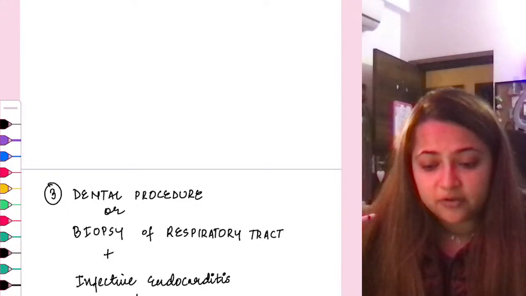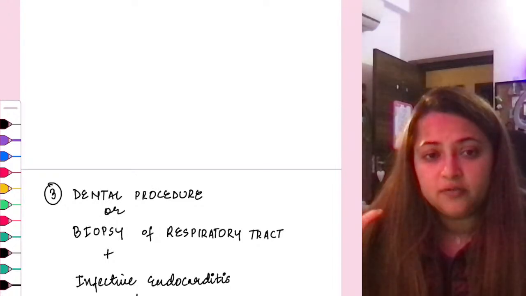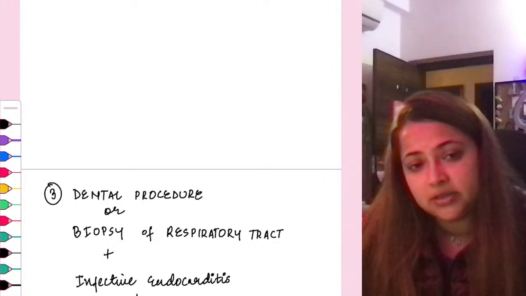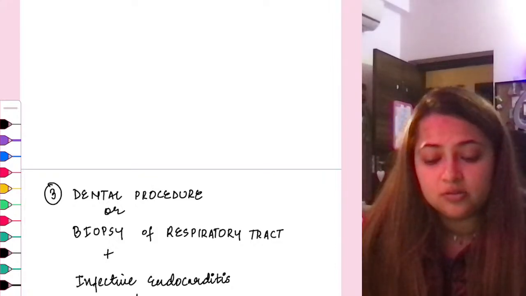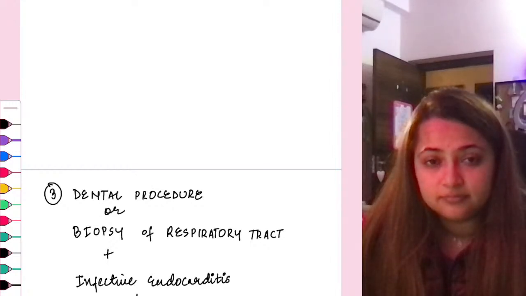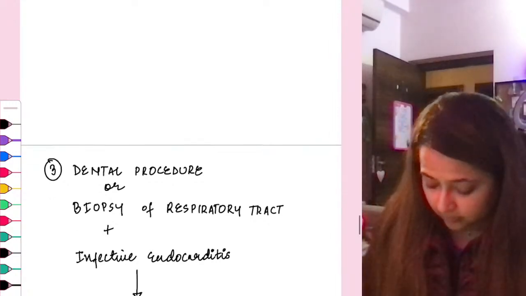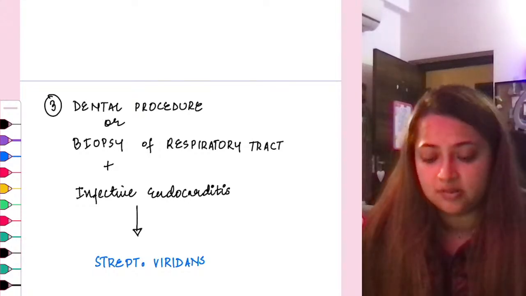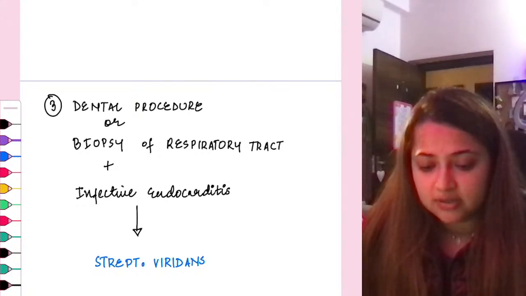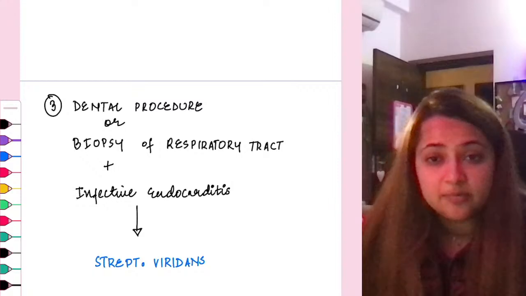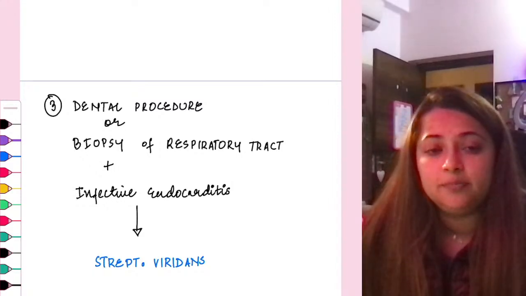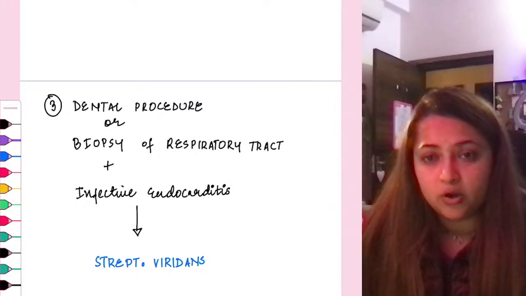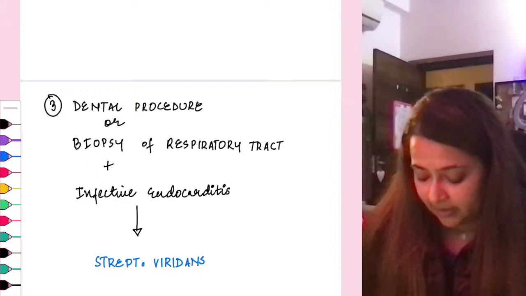So remember, if the question mentions dental procedure or biopsy of the respiratory tract and the patient developing infective endocarditis, your answer to this question is going to be, yes, viridans group of Streptococcus. So Strept viridans, mutans, mitis. Yes, you are exactly right. That is very, very important here. Keep this point in mind.